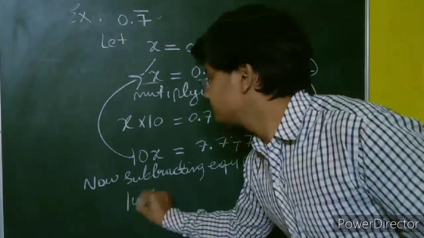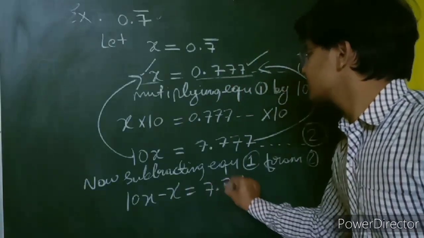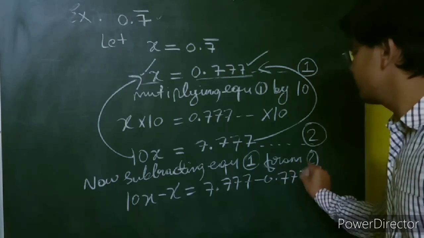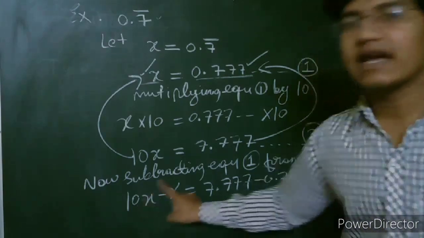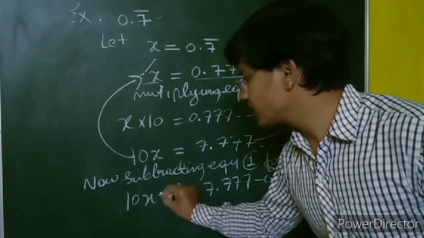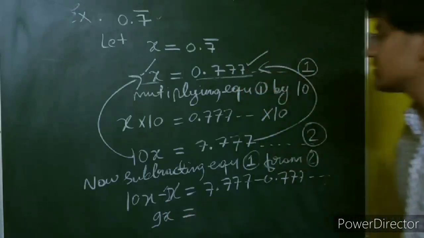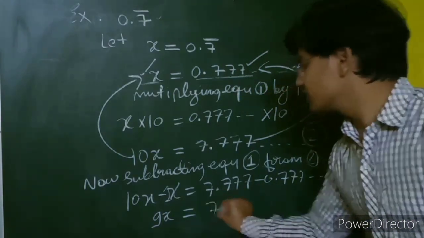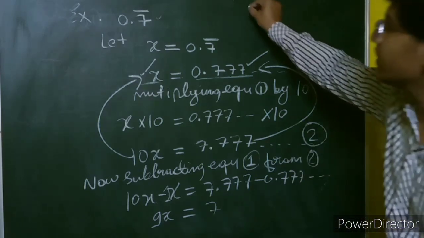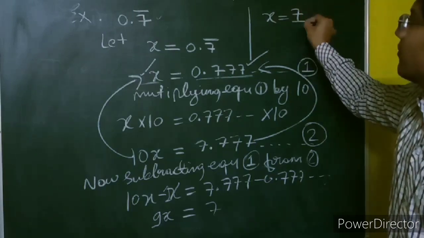So 10x minus x equals 7.777 minus 0.777... So 10x minus x, it is 1x, so 10x minus 1x will be 9x. 9x equals 7.000, so we can say it is 7 only. Now 9x equals 7, so we can say that x equals 7 upon 9.